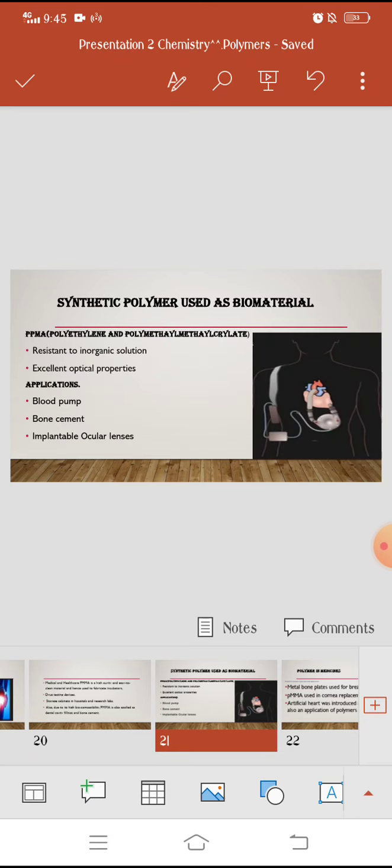Synthetic polymer used as biomaterials. PMMA, polymethyl methacrylate. Resistant to inorganic solution, excellent optical properties, and their applications are blood pump, bone cement, implantable ocular lenses.